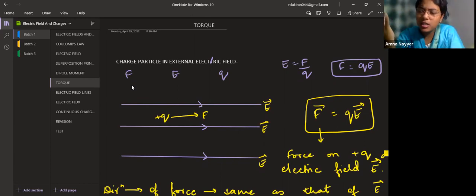So if positive charges are there, field lines will be moving away. If it's a negative charge, it will be moving towards it. If a dipole is given, that is a positive and negative charge, then field lines will move from the positive towards the negative. So this much of the basics of electric field lines is sufficient because the details won't be asked.